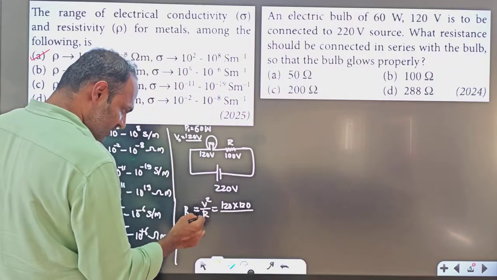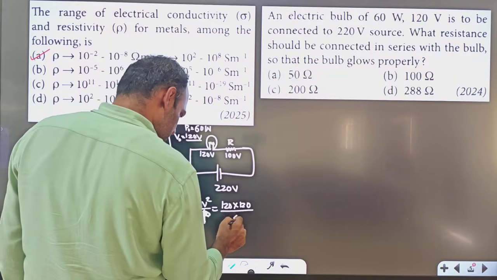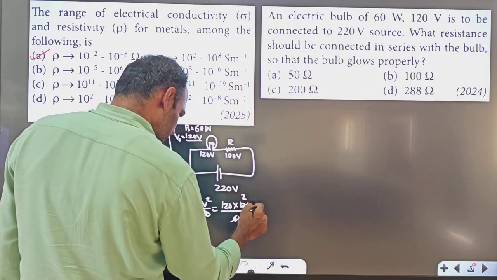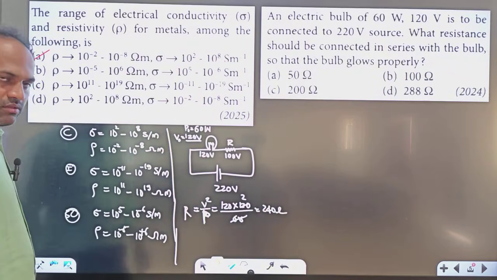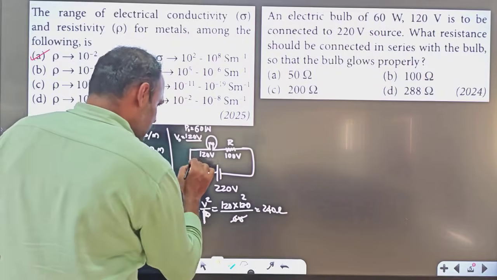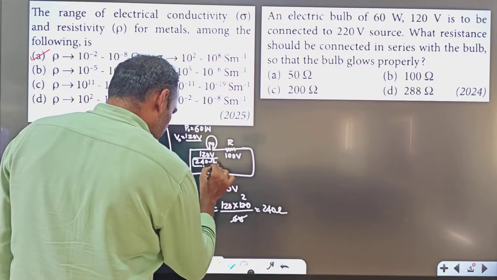I will rearrange this: resistance is equal to V squared divided by power. How much is power? Power is 60. So 120 times 120 divided by 60 gives me 240 ohm. Correct? So the resistance of the bulb is 240 ohm.